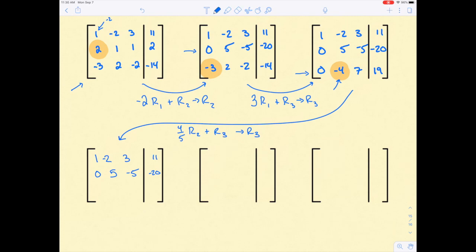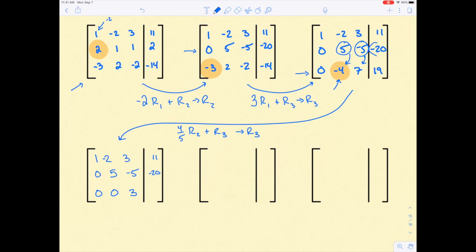So watch what I get. 0 times 4/5 plus 0 equals 0. Oh, we already knew that one. Let's see, the next piece, R2. So I'm going to take 5 times 4/5. That's going to become 4. 4 plus negative 4 is 0, and put it here. Let's do it again. Negative 5 times 4/5 is negative 4. Negative 4 plus 7 is going to be 3.